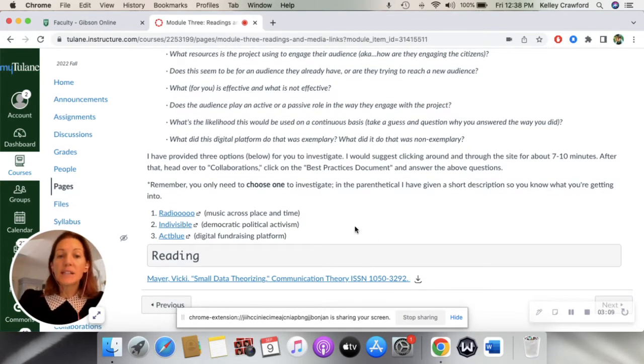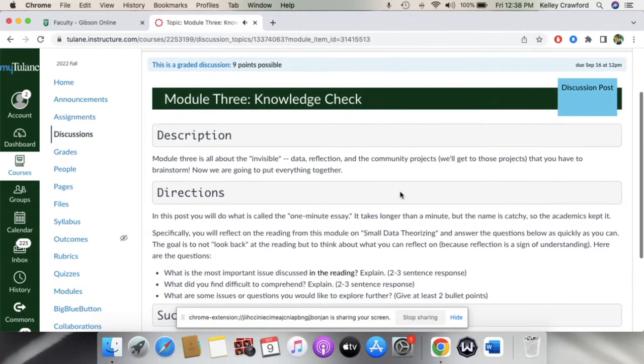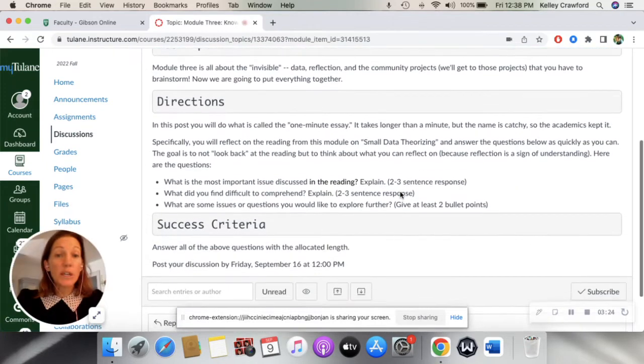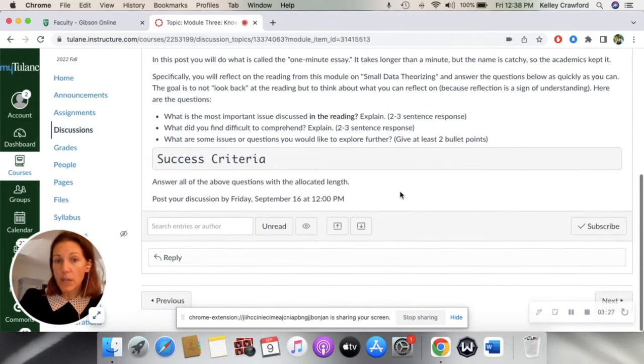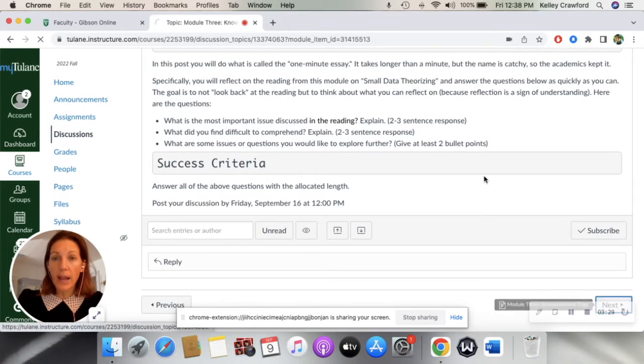The other thing you're reading is on small data theorizing. So we have all of this information that is possibly completely invisible. It's not tangible. What do we then do with that? Right. And if you had Dr. Mayer, that's Dr. Mayer's piece that we're going to be looking at. Then you will have your knowledge check. This is going to be a discussion post, so it's not going to be a test this week. Just make sure, of course, it's up by Friday.